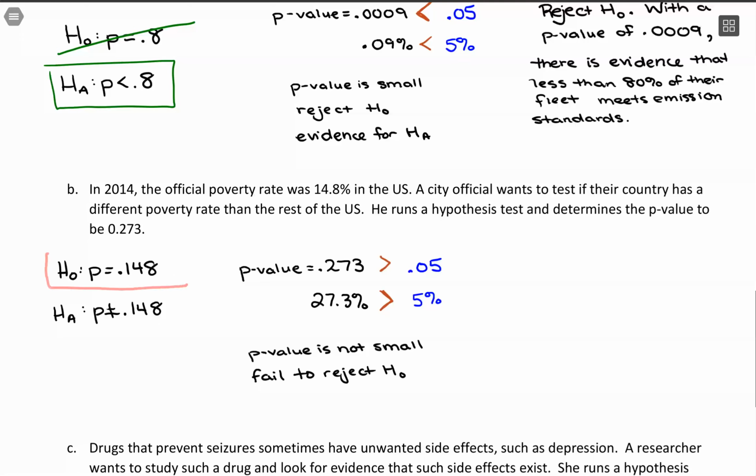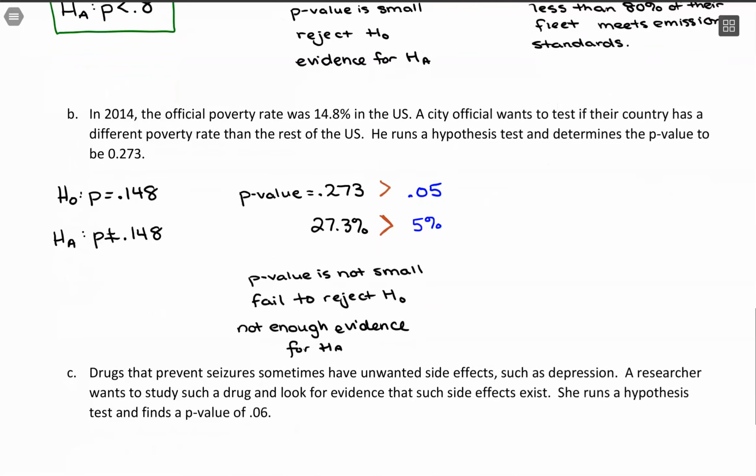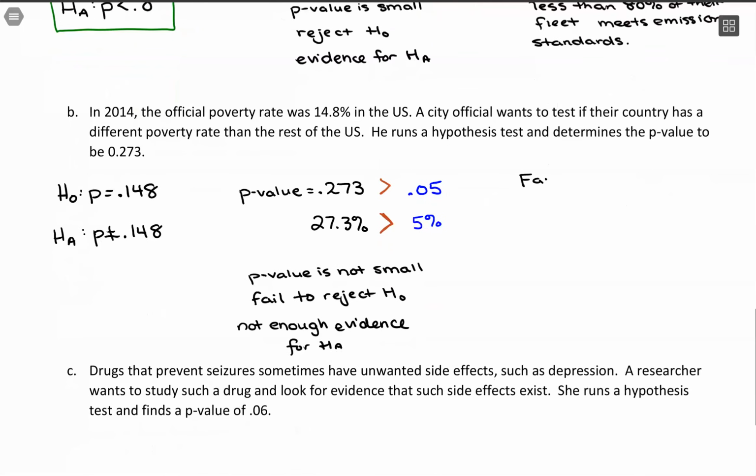So this null hypothesis of 0.148, now again, we didn't prove that it is 14.8%. We just don't have enough evidence to say it's significantly different from 0.148. So this is where there is not enough evidence for the alternative. So the wording for my conclusion here, I would go, we failed to reject the null hypothesis. And then I'm going to state the p-value. So stating my evidence, or rather lack thereof, with a p-value of 0.273.